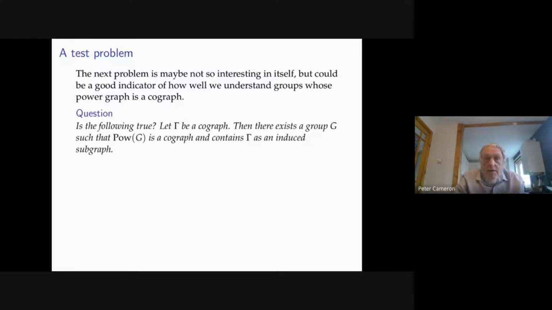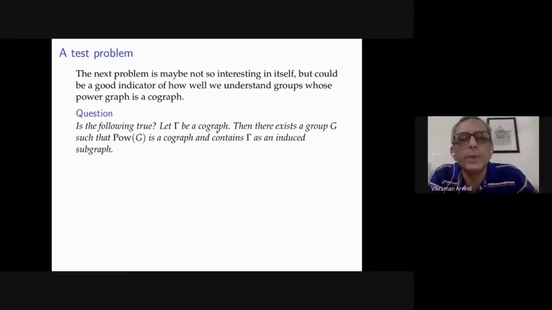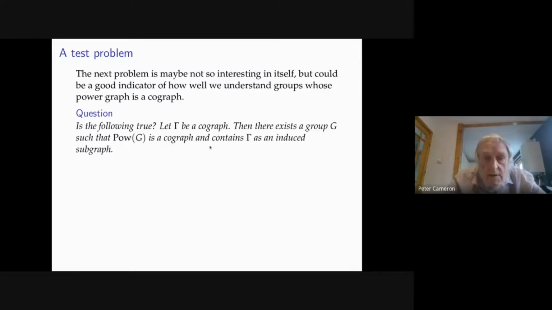So is the following true? Could you, so if you take, excuse me? Yes, yes. Could you go to the previous slide, please? Yes, of course.